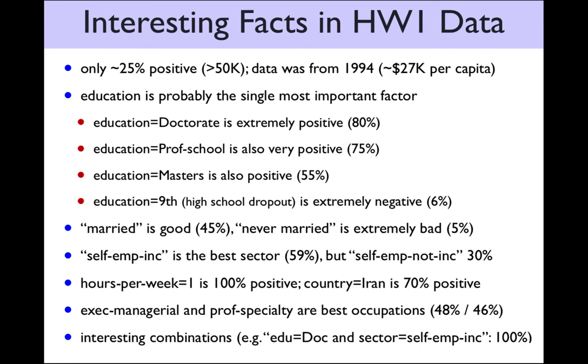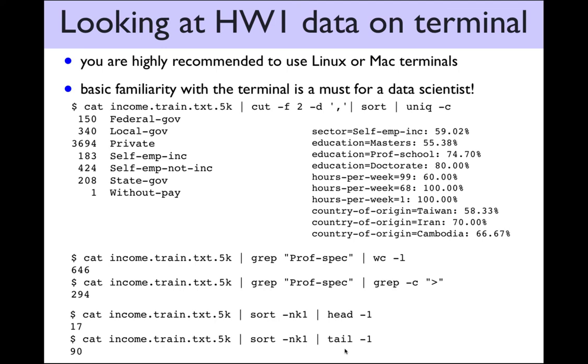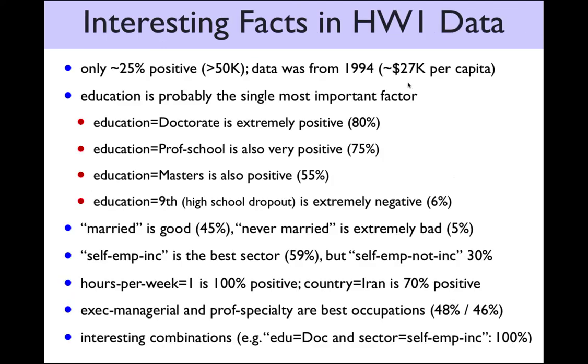So now some interesting facts in homework 1 data. First thing you notice is that most people are negative. Most people earn less than 50K a year. This was because the data was pretty old, more than 20 years old. At that time, 1994, the average per capita income in the United States was about $27,000. Nowadays, I think it's slightly more than 50K, but still, if you look at today's census data, more than half of people will be earning less than 50K.